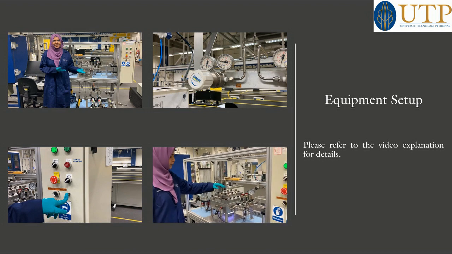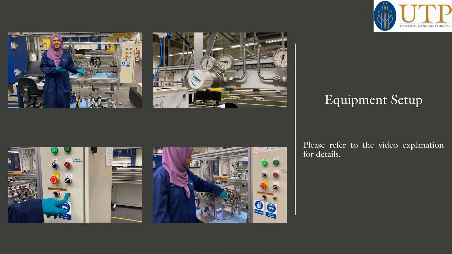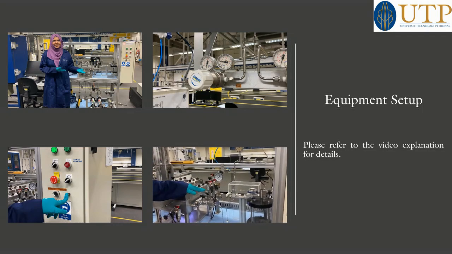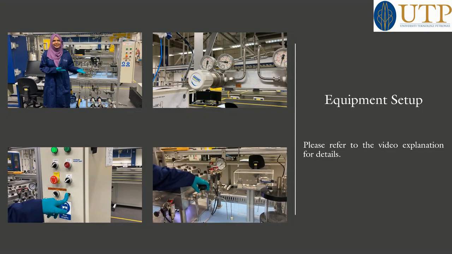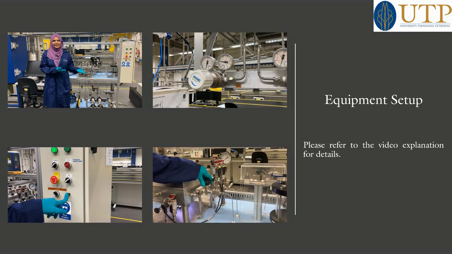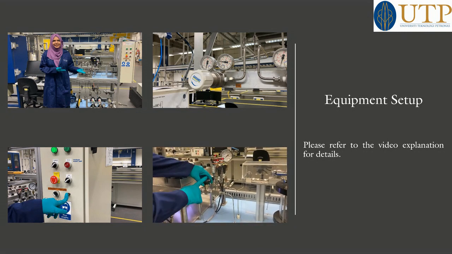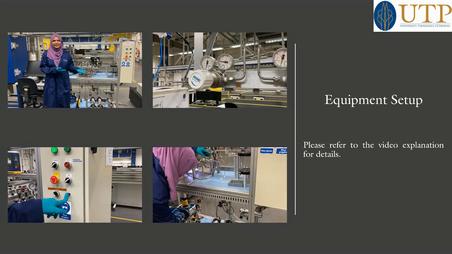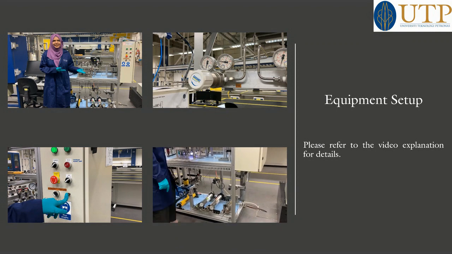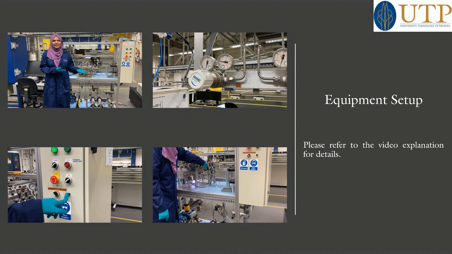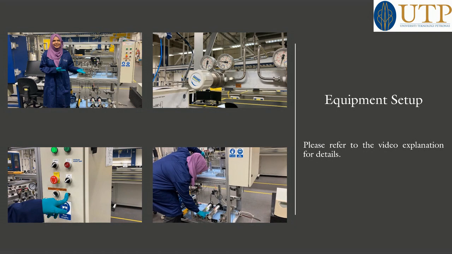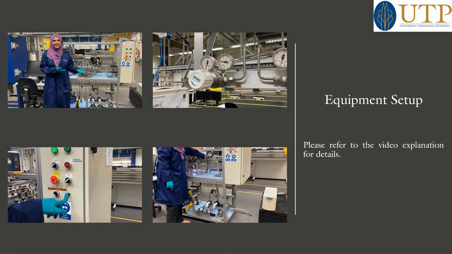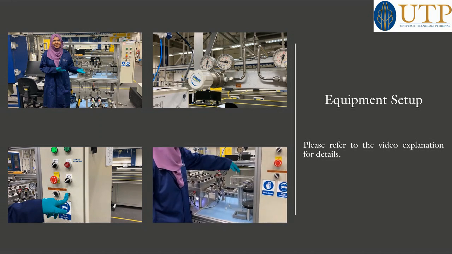You can see there are 4 different valves, 1, 2, 3, 4. The first one is V3. When you turn on V3, the fluid will come from the first cylinder. If you turn on V2, the fluid will come from the second cylinder. When you open V1, the fluid will come from this one.